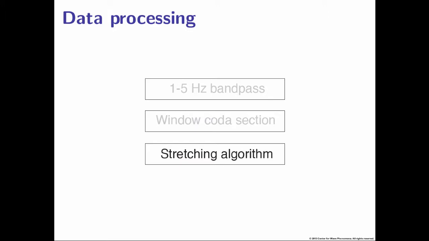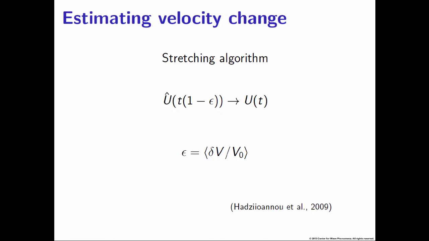So to estimate the velocity change, we use the stretching algorithm. This is similar to dynamic time warping algorithms, but in this case, we simplify it by making an assumption that our shifts are linear, so that the stretching is controlled by epsilon, which we call the stretching factor. This stretching factor is equal to the average fractional velocity change that is present in our time-lapse signal.